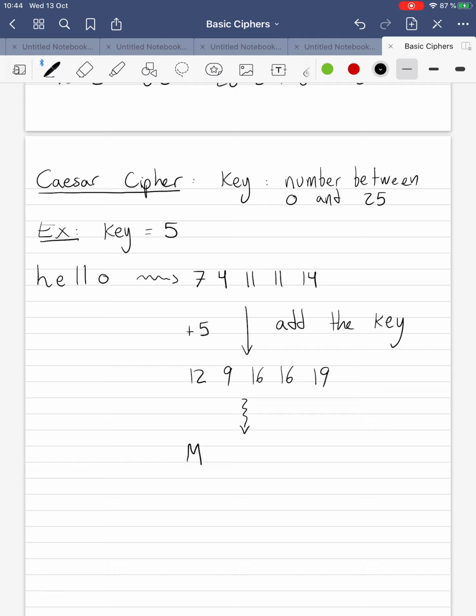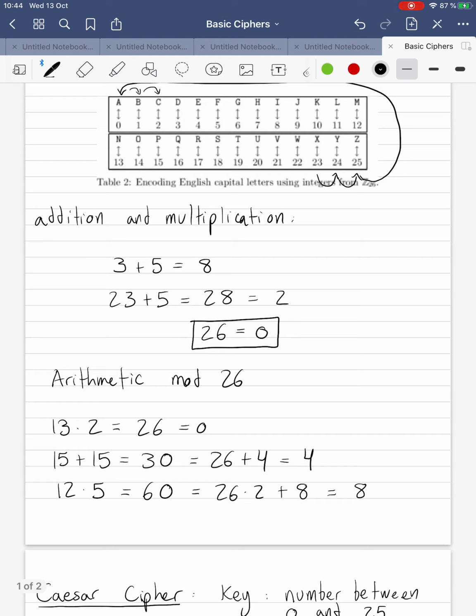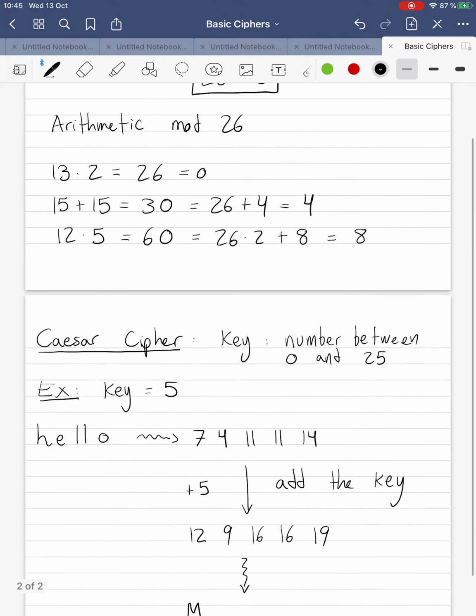I'm going to write in capital letters the encrypted message, and in lowercase the original message. It's just to have things organized. You don't need to do it. So 12 is M, 9 is J, 16 is Q, and then 19 is T. So we're going to have M, J, Q, Q, T.